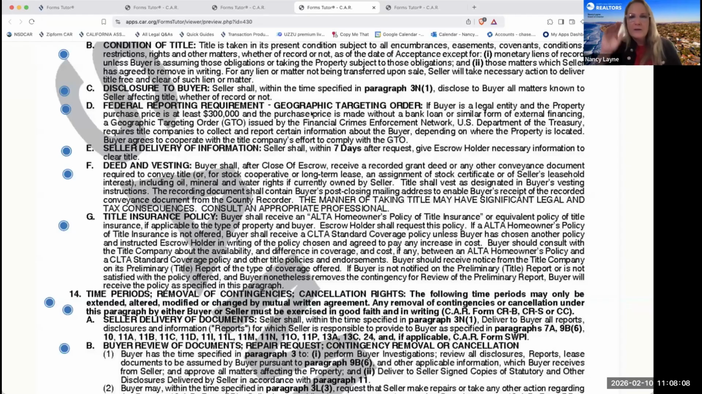Federal reporting requirements. This one is so interesting to me. Geographic targeting order. So they just expanded this. It's aimed at drug trafficking money. So I think it's kind of an odd honor to be included in the area they think is drug trafficking. But that's part of that. If you have a foreign investment buyer, or if you have a property that's sold without a loan, so if you're selling an all cash property, they're going to want to look into where that money came from.